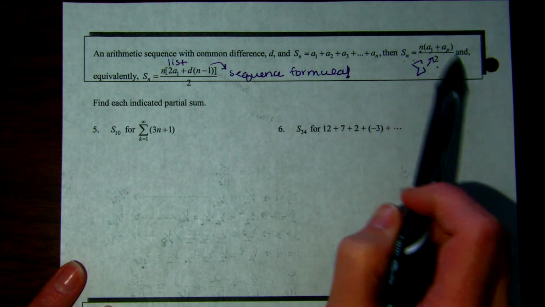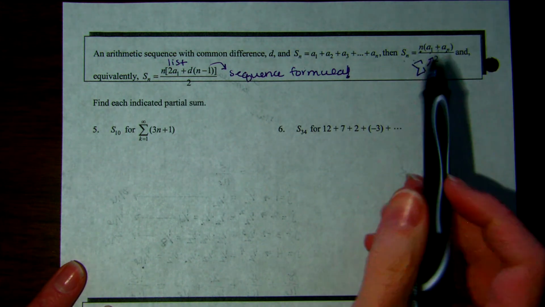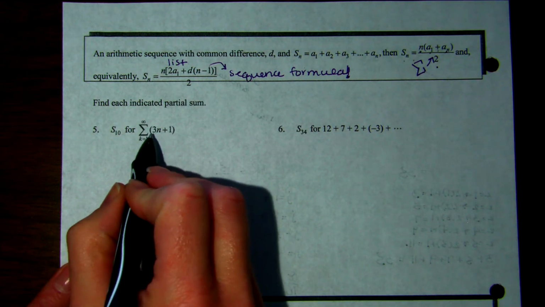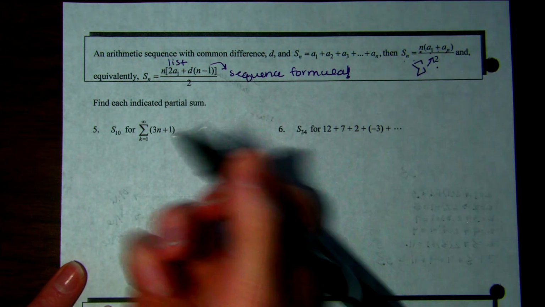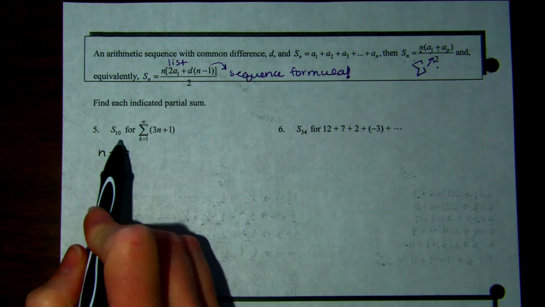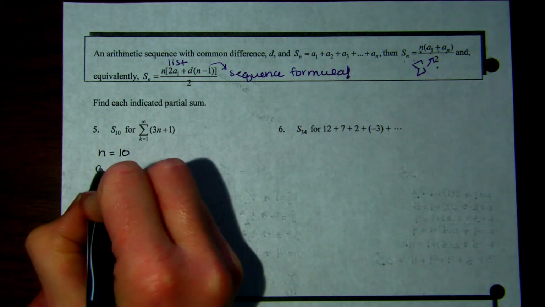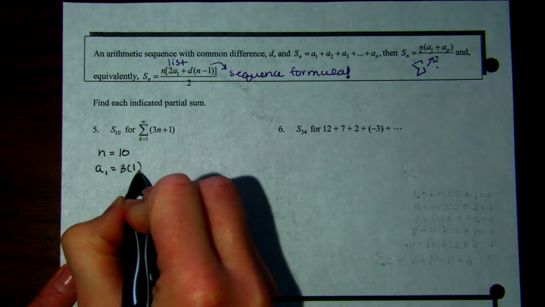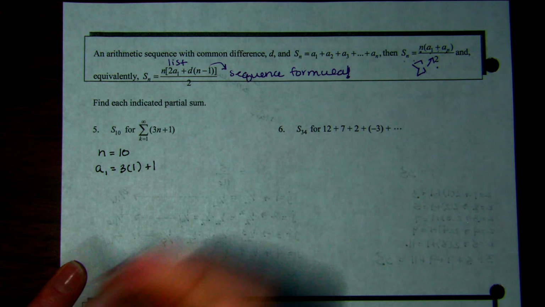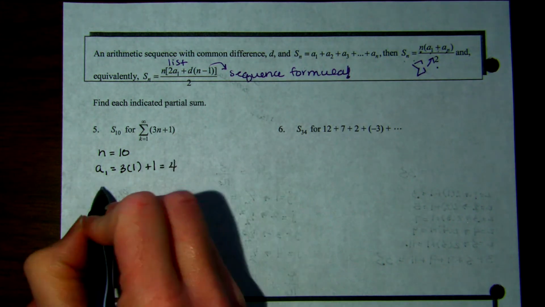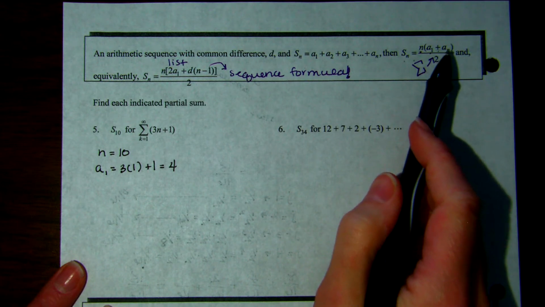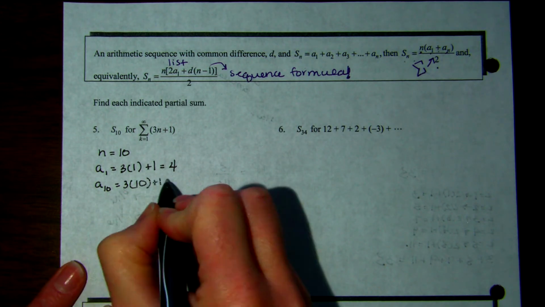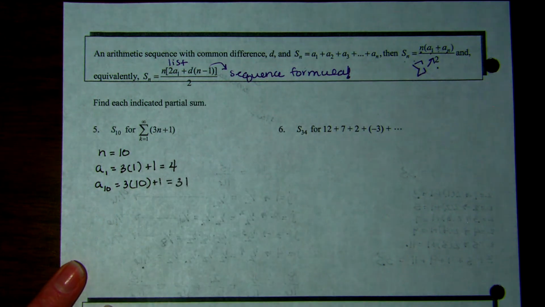I need to identify all of the pieces of this formula that I need to plug in, though. So to find the sum at term 10 for this series, I need n, which is the number I'm going to, and that is 10, the sum at 10, so n is 10. I need my first term, and we find our first term by plugging 1 into this formula right here. So 3 times 1 plus 1, and that's 4. And then I need my term at n. So I need my 10th term, a sub 10. And so that's 3 times 10 plus 1, which is 31.